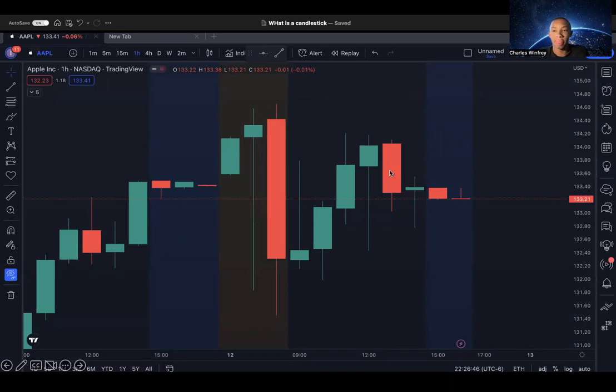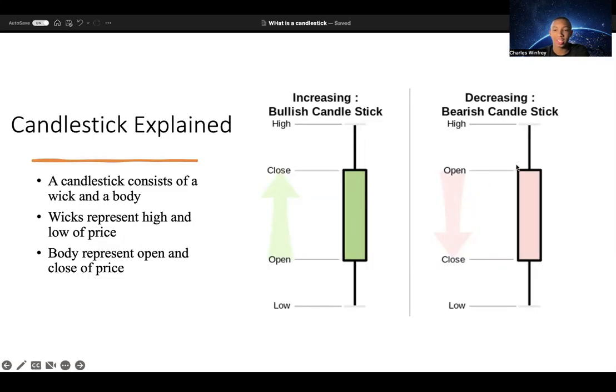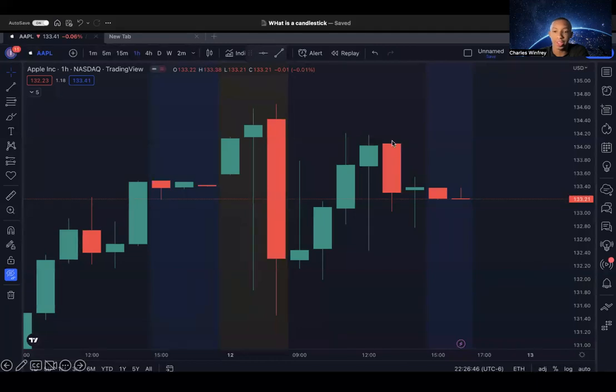But let's say we have a red candle. Same situation. Each candle represents 1 hour. So over this hour of Apple, this was the highest it got, at the top of the wick. This right here would be the lowest it got, at the bottom of the wick. But a red candle means the stock closed lower than where it opened. So the top part of the body this time is the open, and the low of the rectangle represents the close.